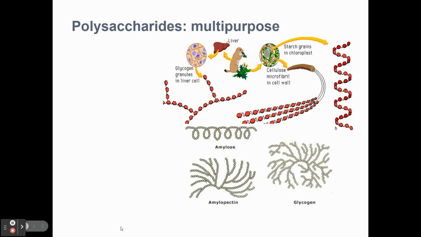Polysaccharides are multi-purpose. They have lots of different roles. Both animals and plants have polysaccharides. Okay, in plants, it's called amylopectin. You might have heard of pectin if you do any type of canning, like making jams and jellies. Pectin is what helps to solidify that jelly so it's not just a runny sauce, and sometimes you have to add pectin into your jam when you're making it.